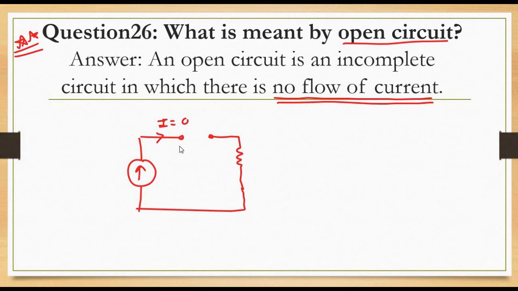But you can determine the voltage across the open circuit. For example, if instead of a current source this was a voltage source of 10 volt, then that same voltage of 10 volt can appear across this terminal. So you can measure the voltage across open circuit terminals, but current will always be zero.